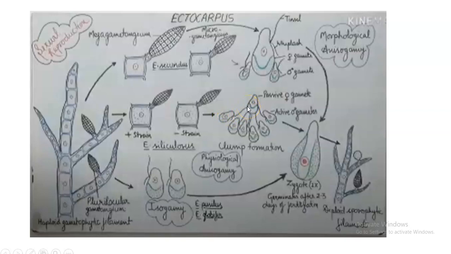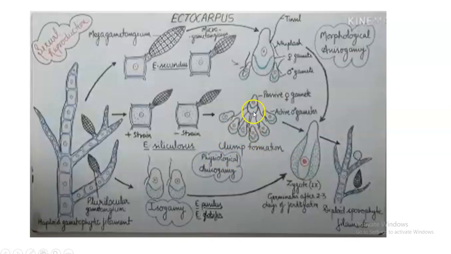Initially it will come near the female gamete, and what will happen with the tensile flagellum, all will get hooked or attached to the female gamete. This process is called clump formation. This clump formation is unique in the world of Ectocarpus. In the alga, only this clump formation is observed in the Ectocarpus genus.